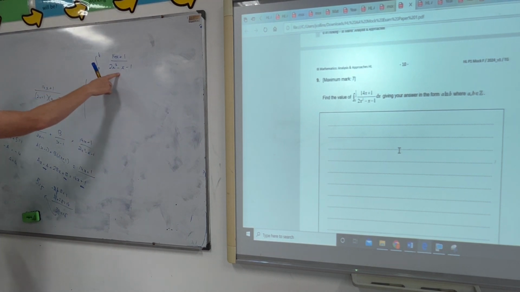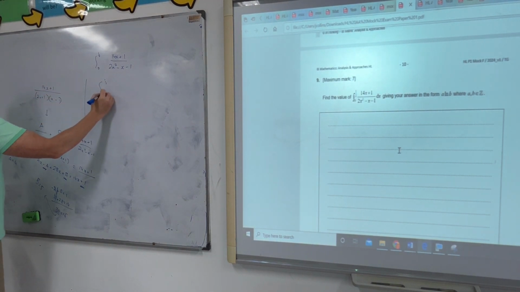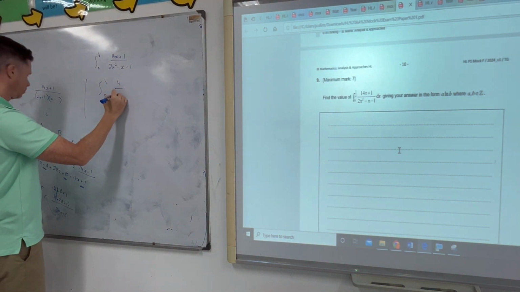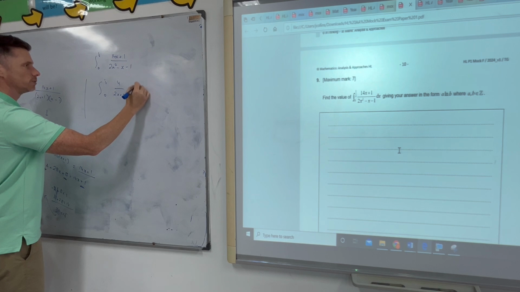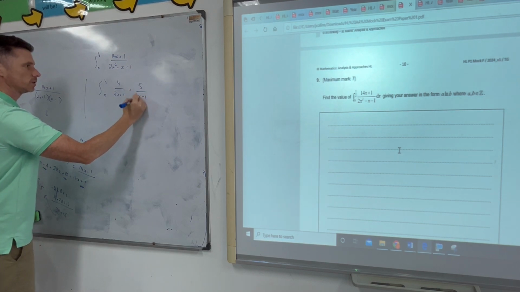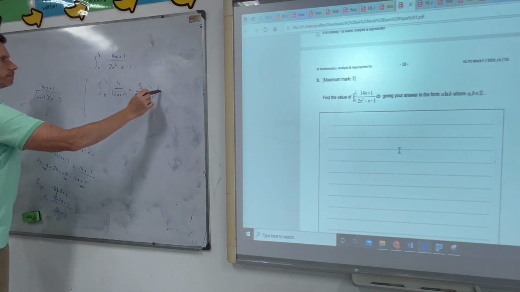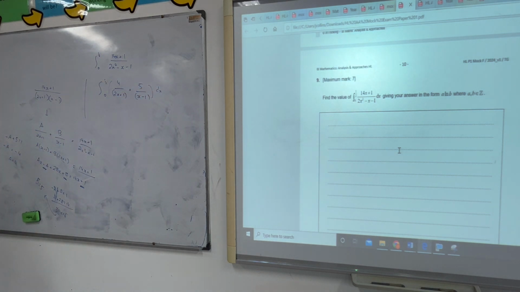So it is no longer written like this. It is written as partial fractions. A was 4 over 2x plus 1, and b was 5 over x minus 1. And this is the thing that now I'm trying to integrate. Much easier to integrate this because I can just do ln.